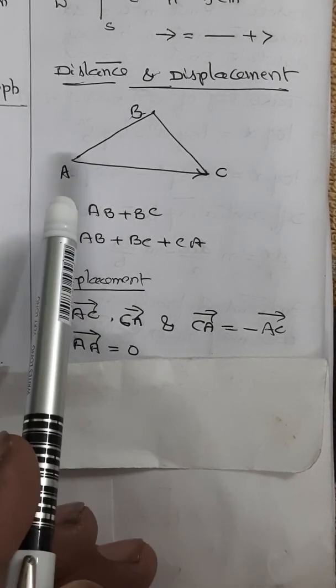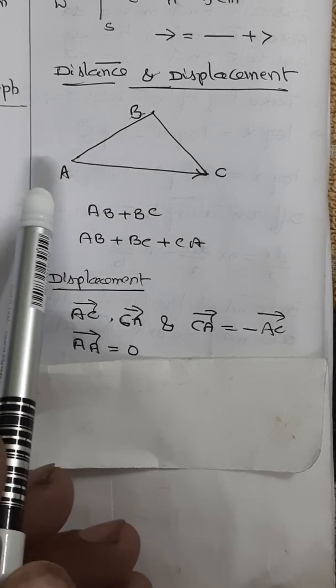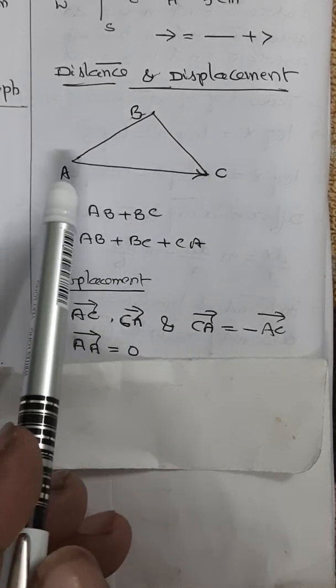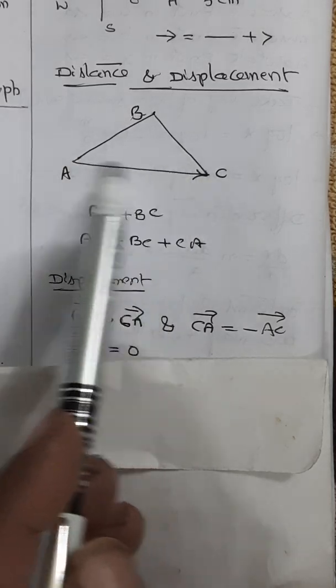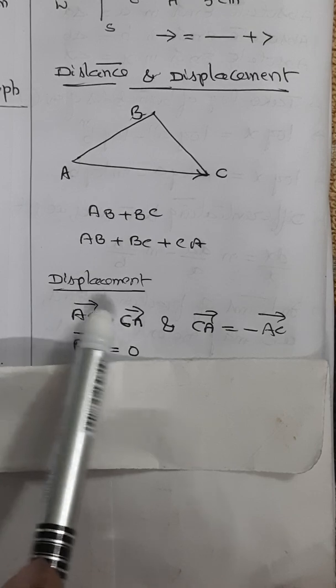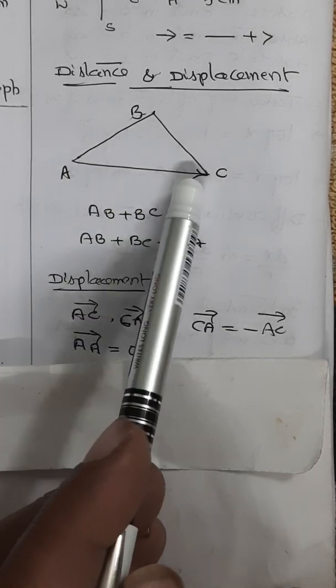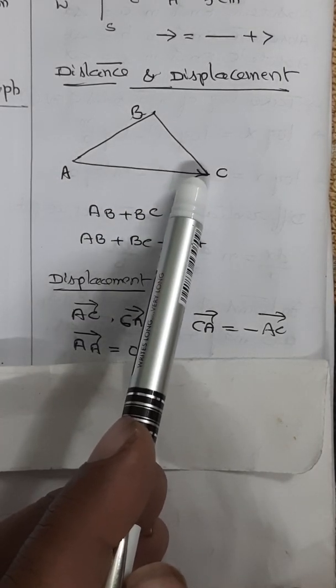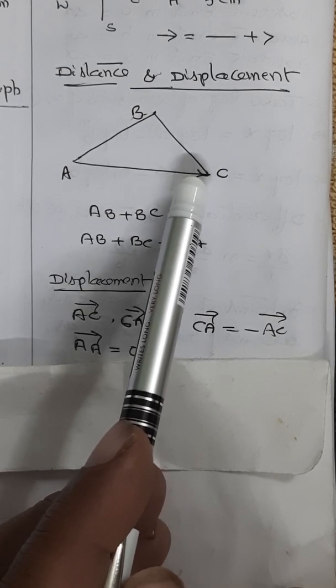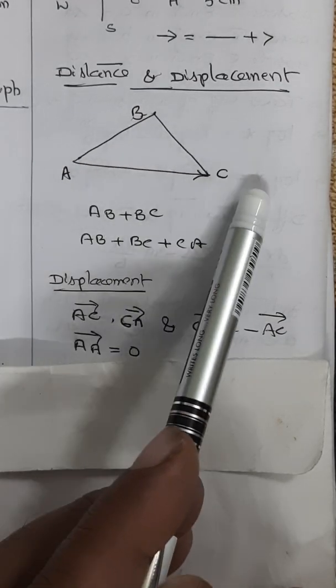Now, in the same diagram, when an object goes on the path ABC, then the displacement of the object is AC, vector AC, what we call bar AC. So, the arrowhead at C shows that the object is displaced from A to C.